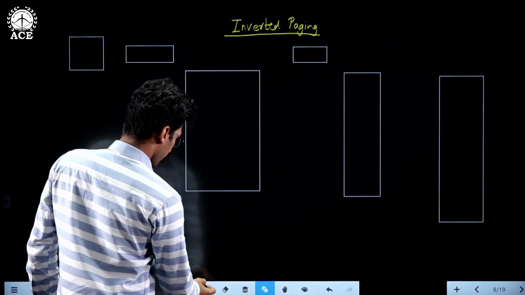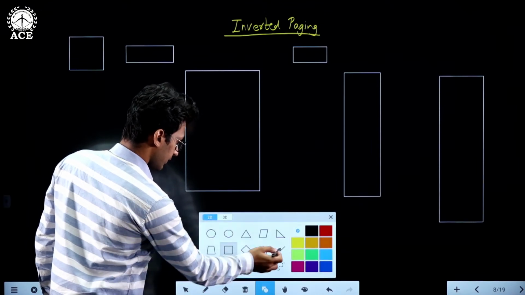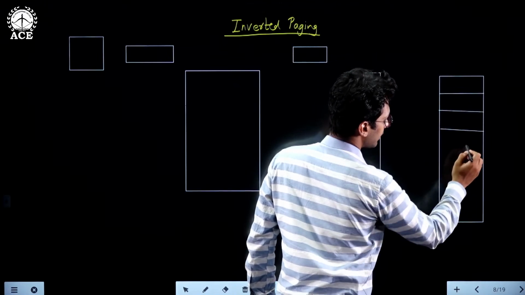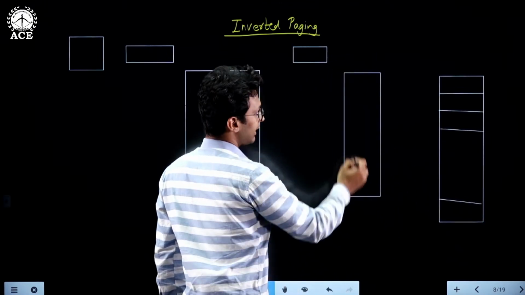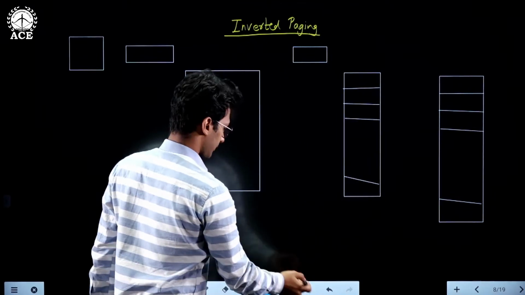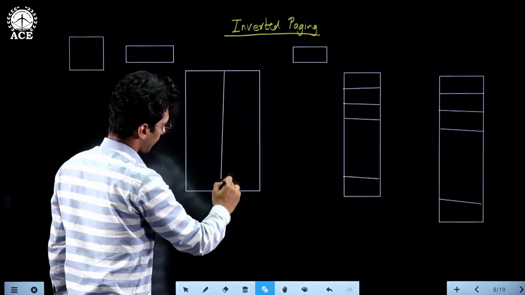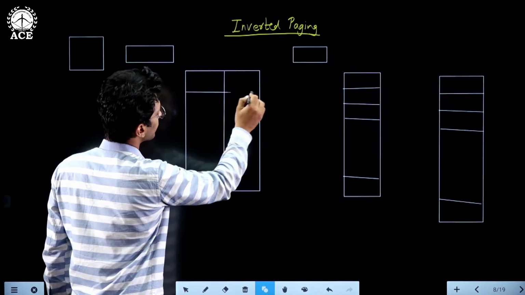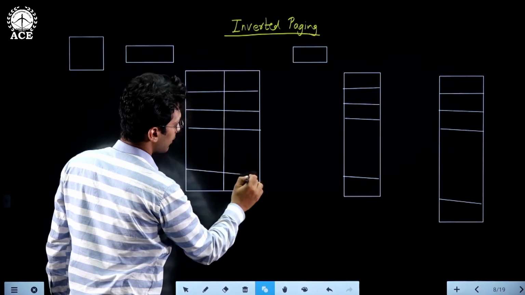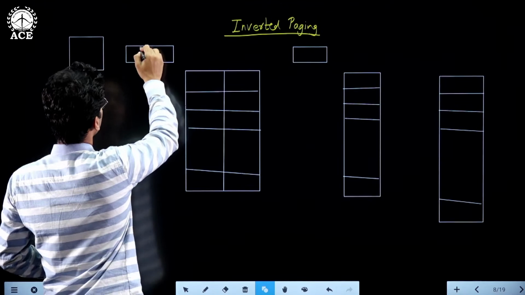Done. So let me just draw those slots. Where is that line? Logical address space is divided into what? Pages. Physical address space is divided into what? Frames. This is the page table in case of inverted paging.